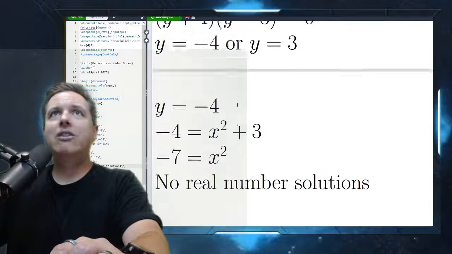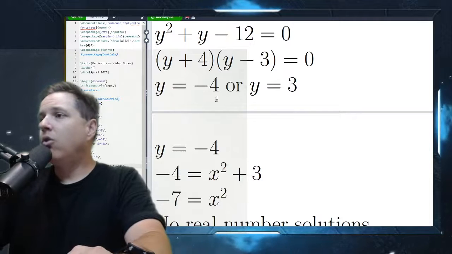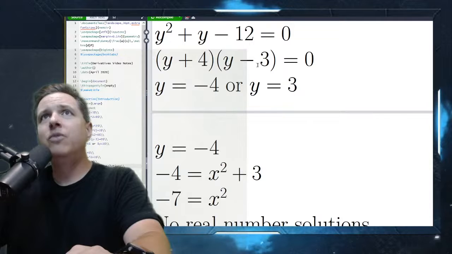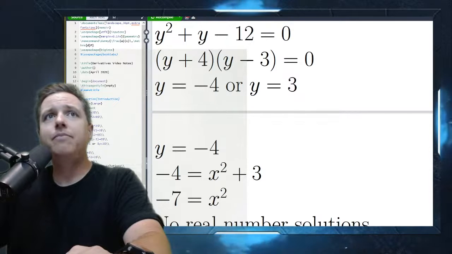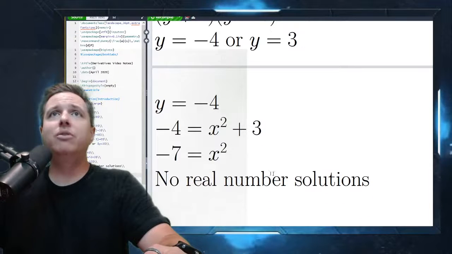All right, well, let's check out that other scenario, right? We said y was either equal to negative 4 or y was equal to positive 3. Well, y equals negative 4 didn't work out for us, so let's try y equals 3. Okay, well then let's get to that scenario where y is equal to 3.